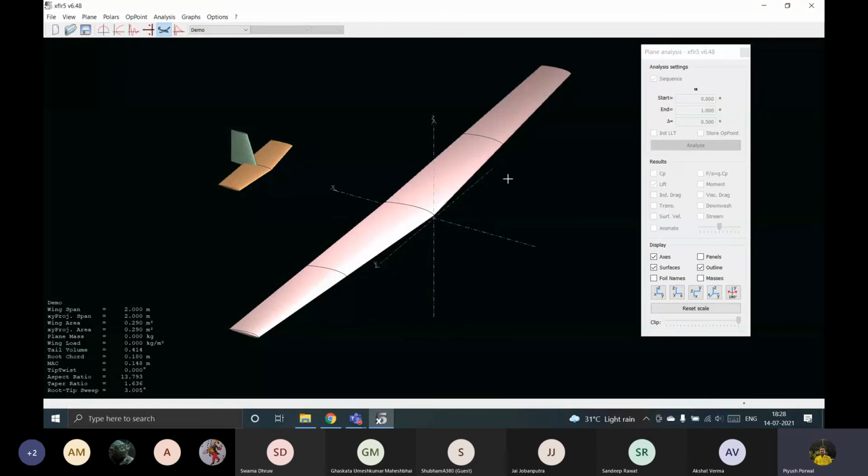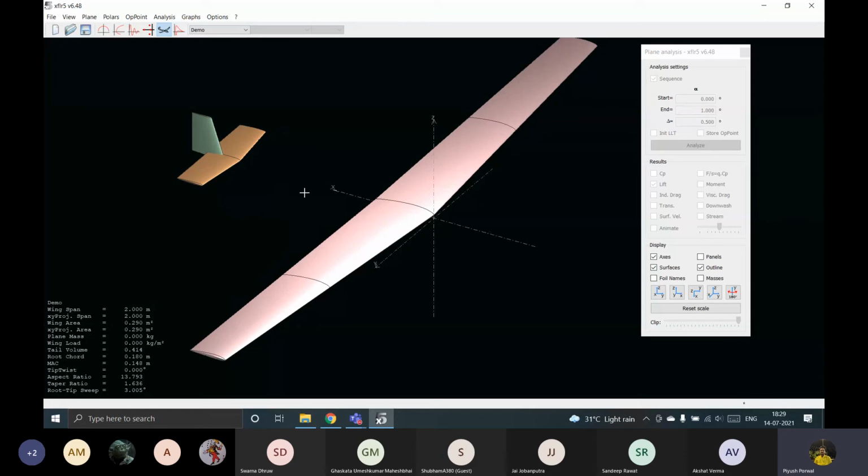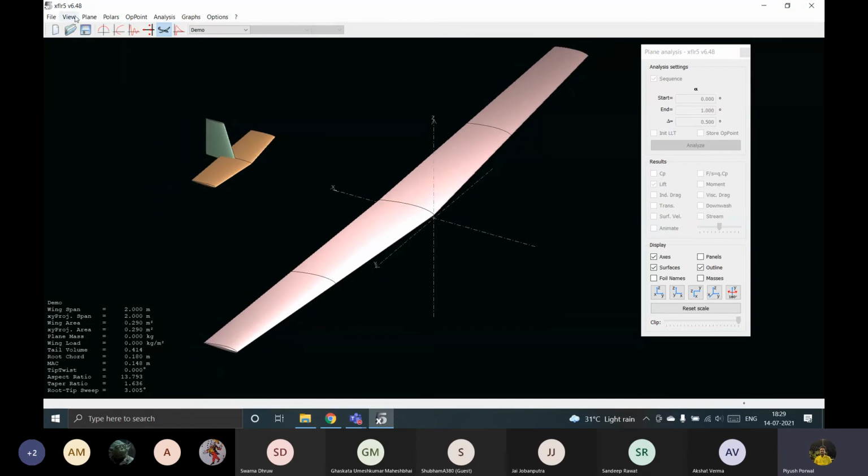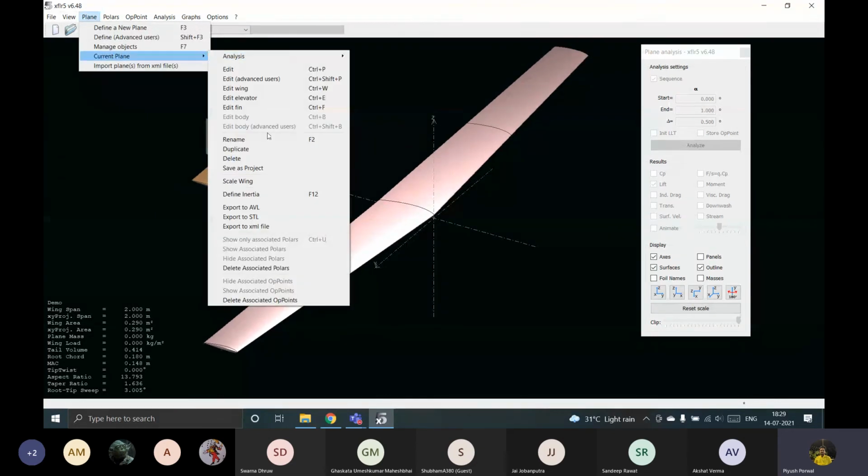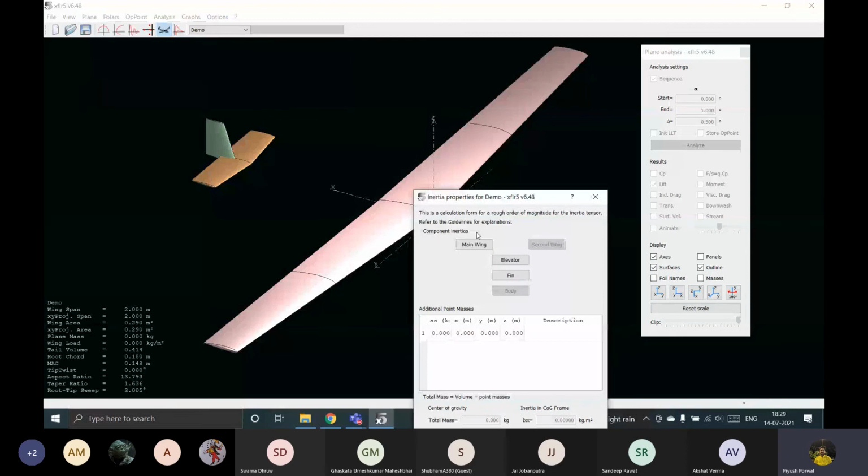So this is how you design a plane. Now you know all the weights of your plane, like the propulsion system and servos, etc., like any payload weight and anything. So what you do is you define the inertia of this plane. Here is the option to define inertia.